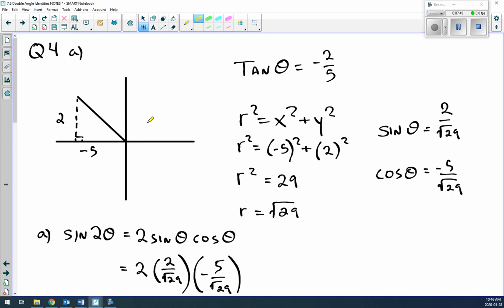So tan is opposite over adjacent, or y over x. So we can break it down. Now, if we notice here, the y has to be positive because it's in quadrant 2, but the x has to be negative. Okay, that's great. Well, we need to know what r is. We need to know what the hypotenuse is.